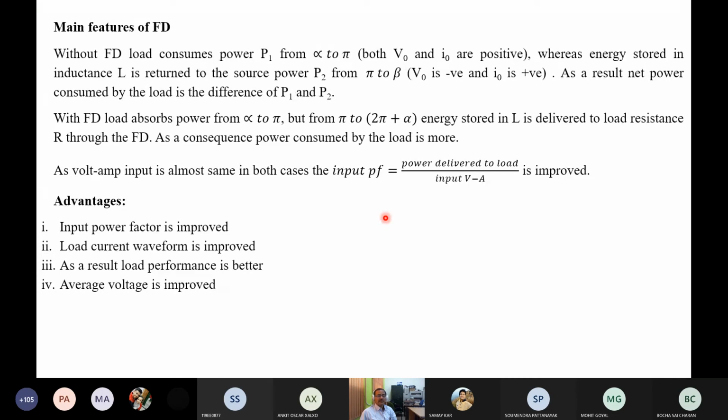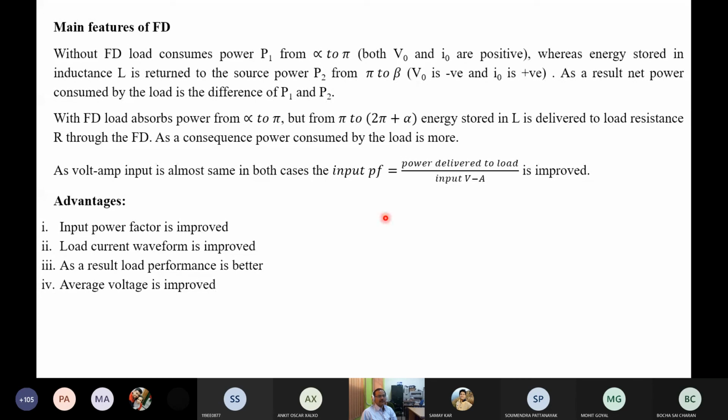Inductances are very big in size. 1 millihenry will be very big. 10 millihenry means you just cannot imagine. It will be very bulky. But it smoothens the current ripples, and the current waveform will be better. That will improve the performance of the load. And freewheeling diode is providing all kinds of advantages.